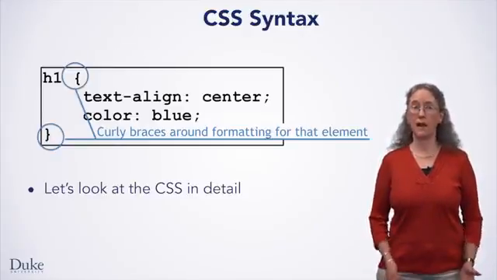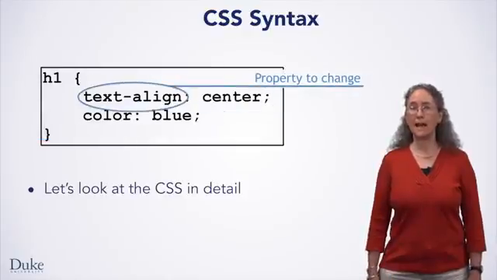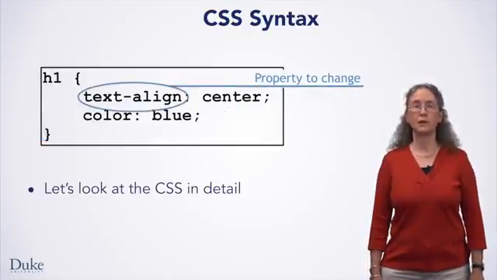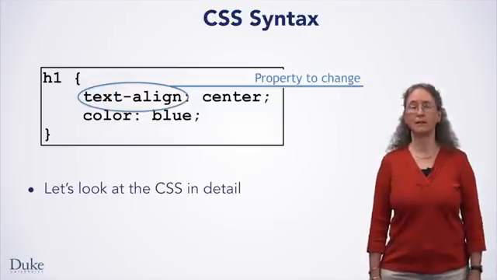This behavior can be helpful as you do not have to remember to write the closed curly brace after you finish writing the style you want. On each line inside the curly braces, you first write the property, what aspect of the styling you want to change. Here we want to change the text alignment, which has the property name text-align.